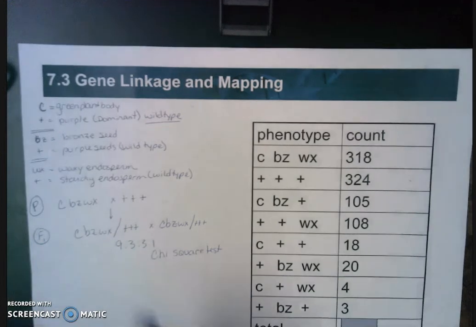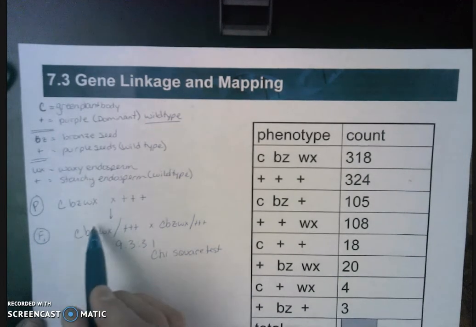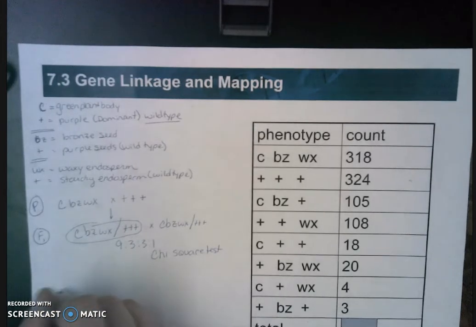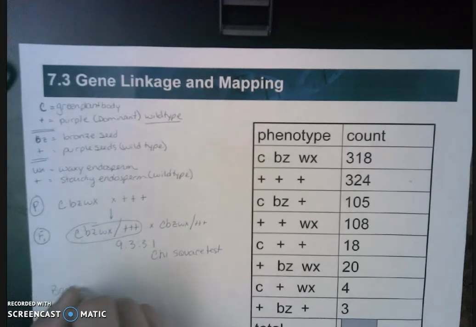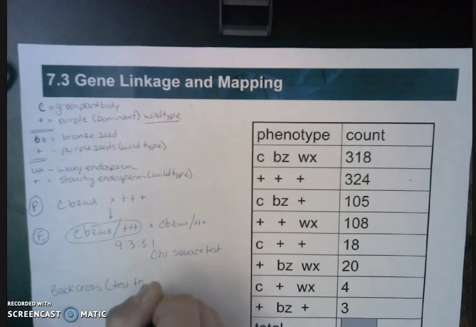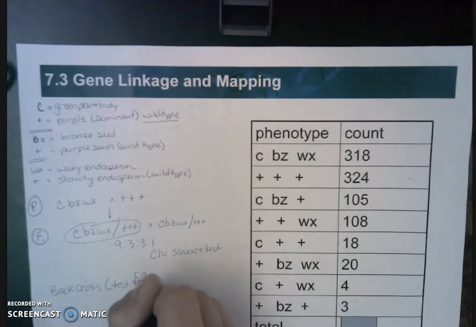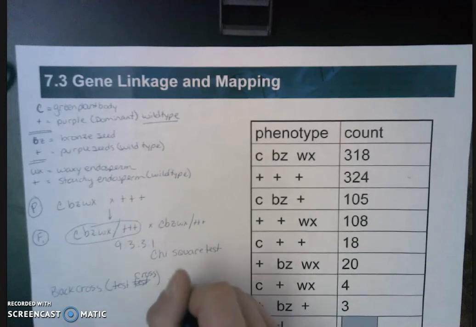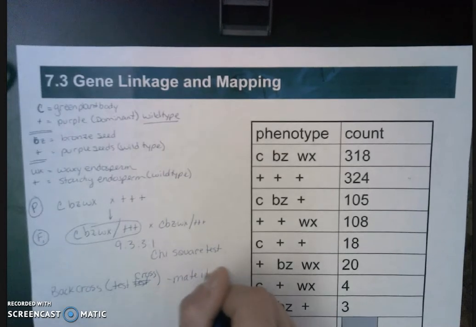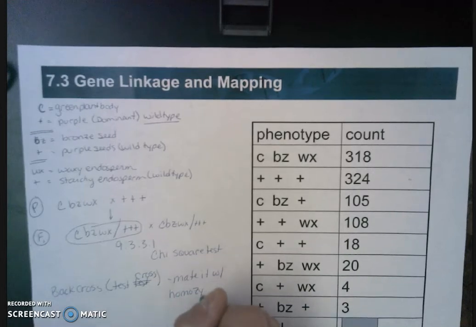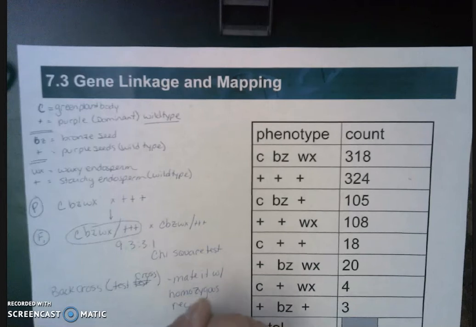So the first thing that we're going to do is take one of these F1s, and we are going to perform what's called a back cross. Sometimes it's also referred to as a test cross. And so when we do a test cross, what we are doing is we are going to mate it with a homozygous recessive individual.